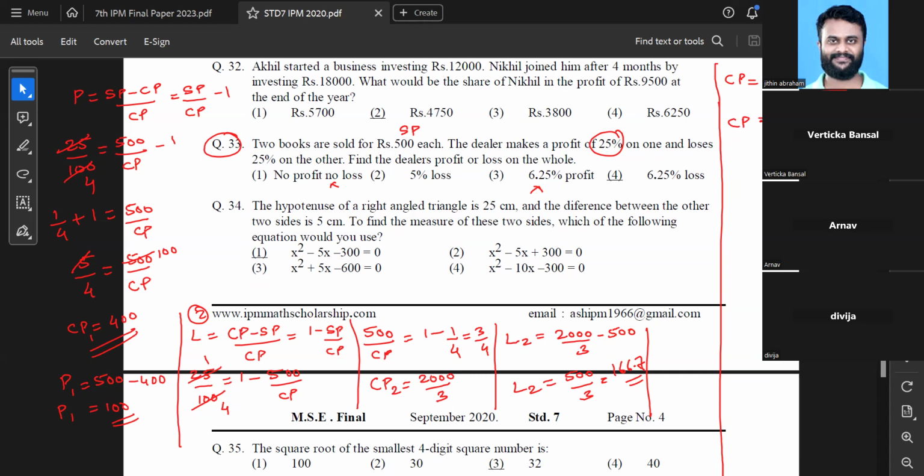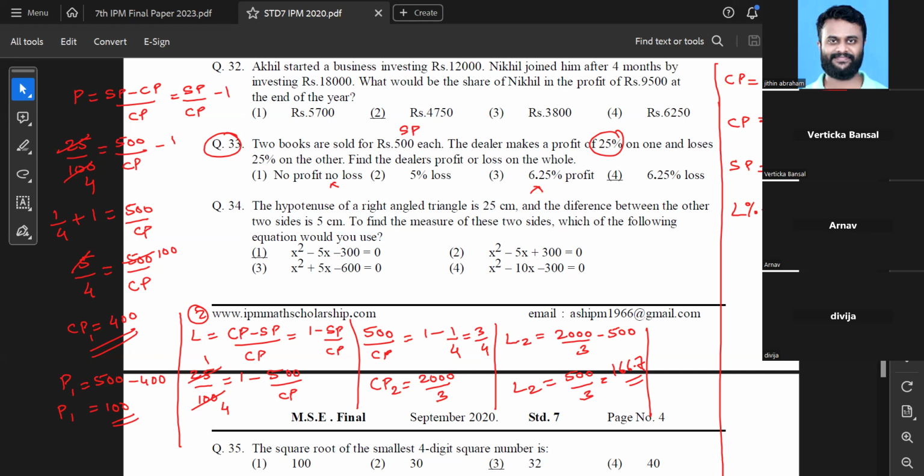Now, the total selling price is 1000. Why? Each good was sold at 500 rupees each, which means the total selling price is 1000. So now I know the cost price, now I know the selling price. I just have to find the loss percentage. So the loss percentage formula is simple: CP minus SP upon CP multiplied by 100. As simple as that.